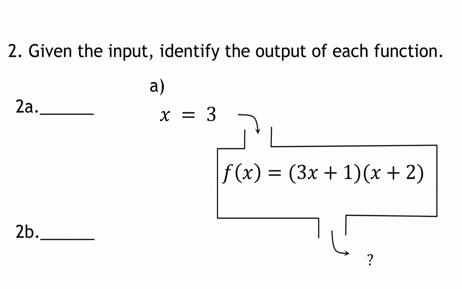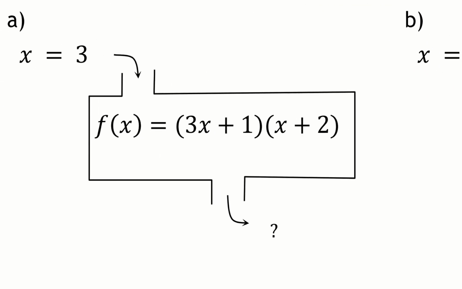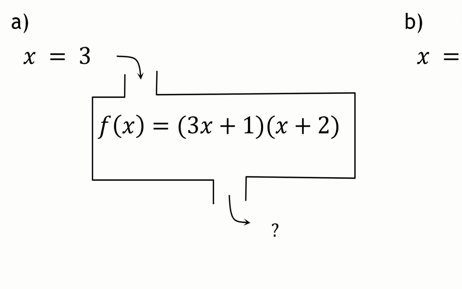It says, given the input, identify the output of each function. So we are given the input value and asked to identify what the output was. For part A, f of x is defined as the product of 2 binomials, right? It's 3x plus 1 times the binomial x plus 2. So something times something. I'm just going to go ahead and do some substitution here.